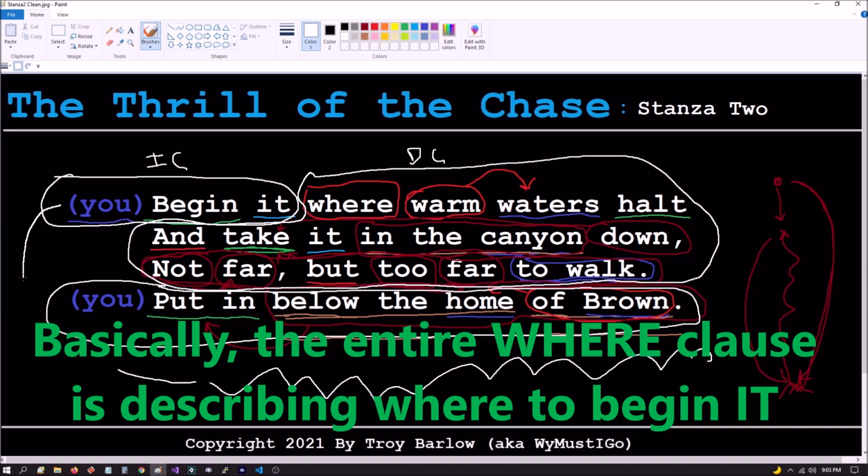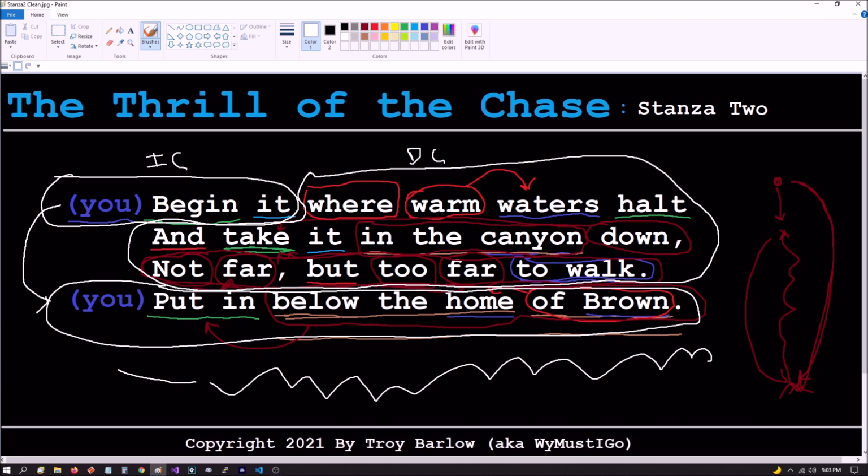But he doesn't want you to do anything other than go to the put in spot. Because he's basically telling you right up here that it's too far to walk, and he wants you to go to the nearest place to walk. So he's essentially defining where the Home of Brown is. Essentially, the Home of Brown would encompass this entire area up here.